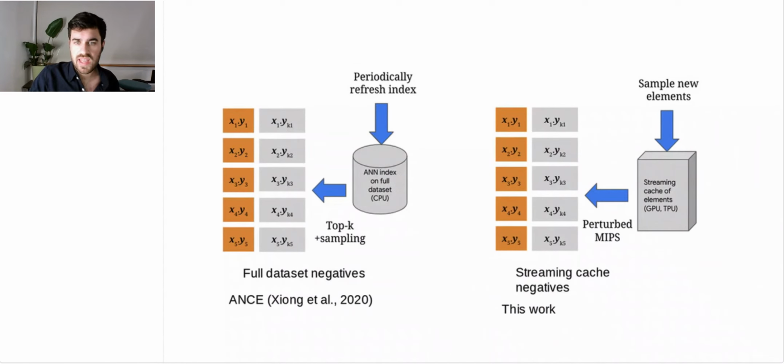We compare our approach with ANCE, which is a related approach that uses embeddings from previous iterations to improve negative sampling. In ANCE, they store all of the elements in the data set in the cache, while we store only a sample of negative embeddings. They search their embeddings using the top K score, while we use perturbed maximum inner product search. They use an approximate nearest neighbor method to search their set of embeddings, which requires an ANN index on CPU. We store all of our embeddings on an accelerator, so we do not require an ANN index. They need to periodically refresh the index due to staleness, which can be an expensive procedure.